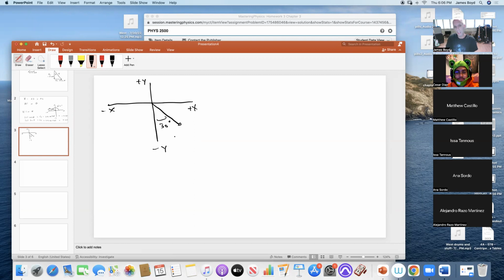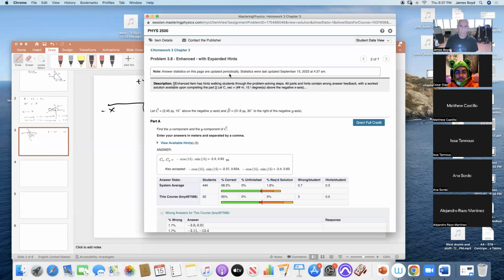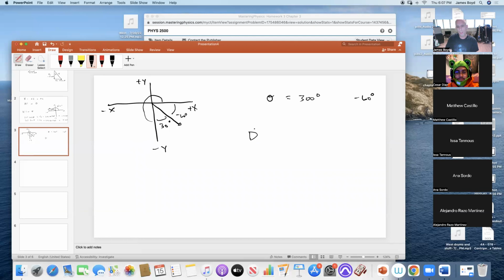Now, you can write this angle as either coming from here all the way around, it would be 90, 180, 270 plus 30. So this would be 300 degrees, or negative 60 degrees, whichever way you want to write it. It should give you the same answer. D for me is 31.6 meters. So I will write dx is 31.6 cosine of the angle, and dy is 31.6 sine of the angle.